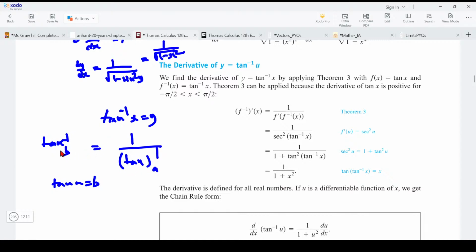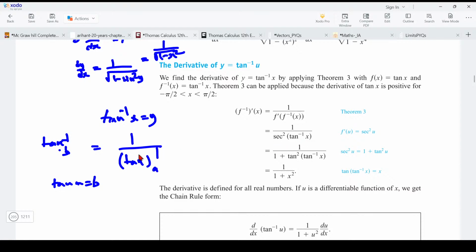Tan inverse slope at X. So tan inverse. What is tan A? Which is nothing but tan inverse B. So what is A? A is nothing but tan inverse B. So that's what we are doing here.